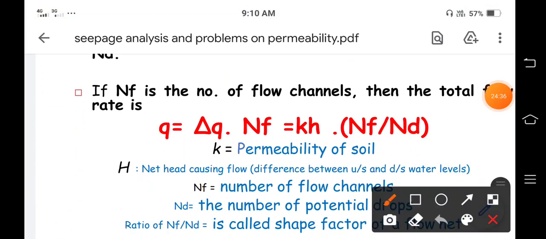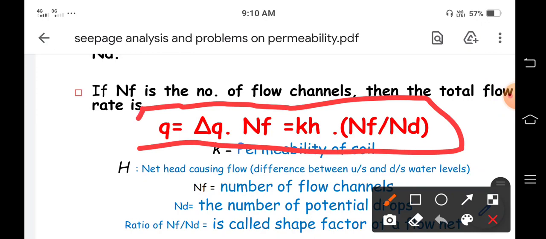You have to just remember in the mind. First one: while calculating the discharge application of the flow net, the formula will be Q equal to delta Q into Nf, that is, Q equal to KH into Nf upon Nd. Note that this is the formula, KH into Nf upon Nd.